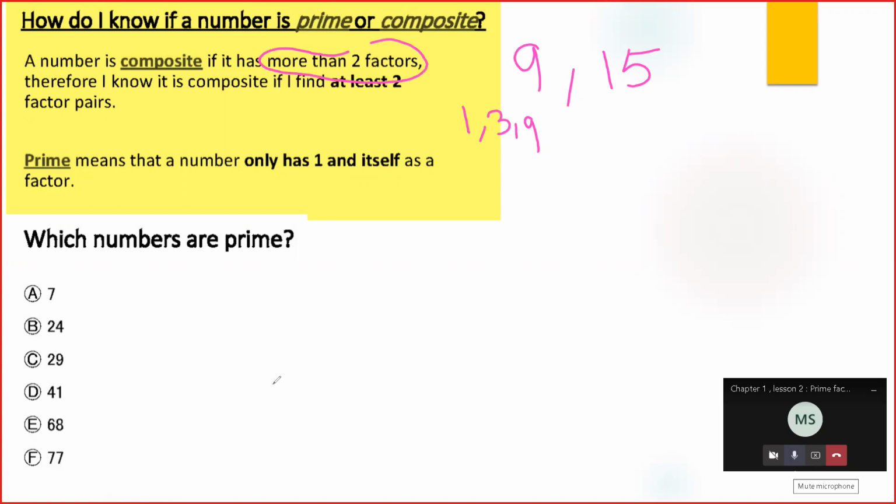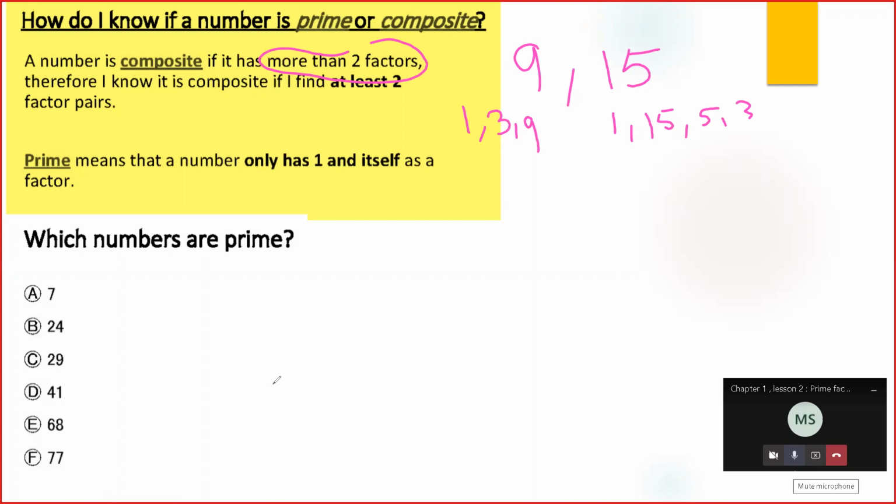Look at number 15. We have 1 and 15. We have 5 and 3. So here now we have 4 factors. They are more than 2. So if there's any number and it has more than 2 factors, this will be a composite number.